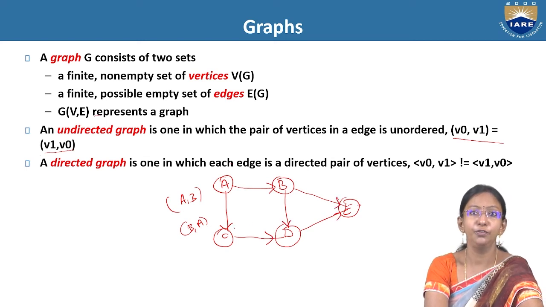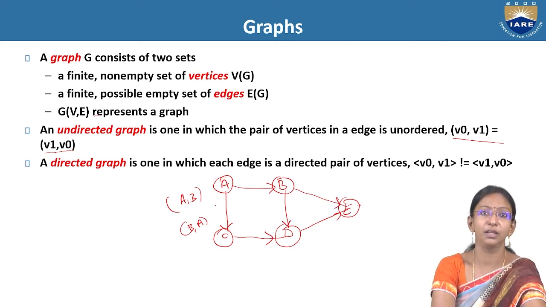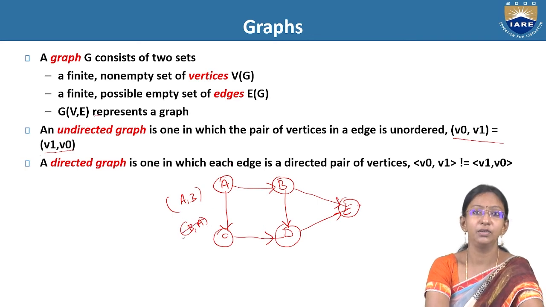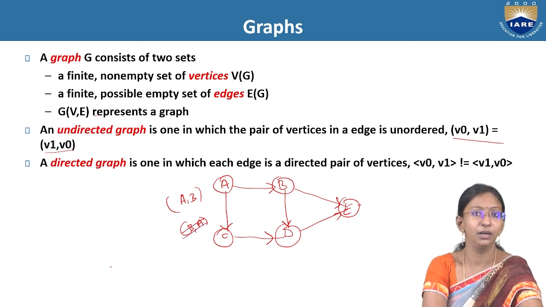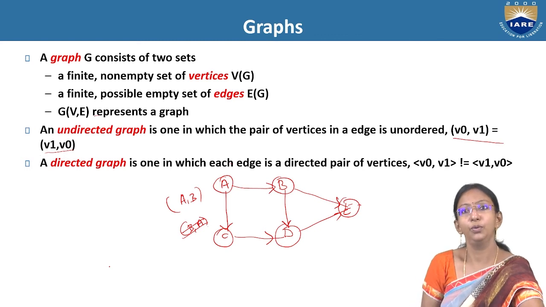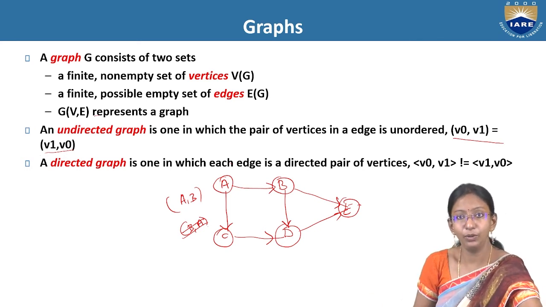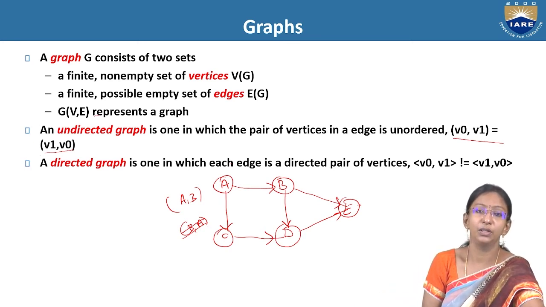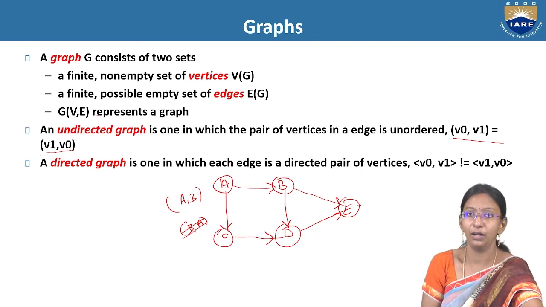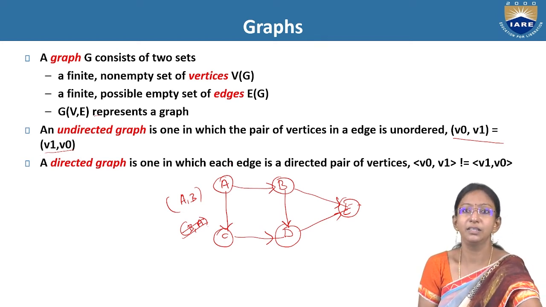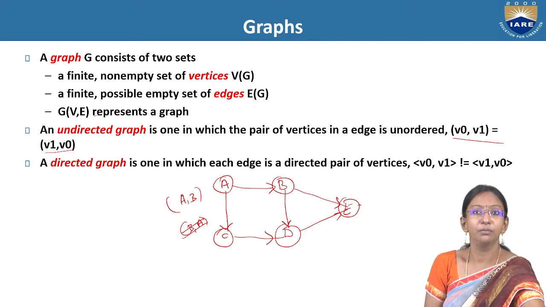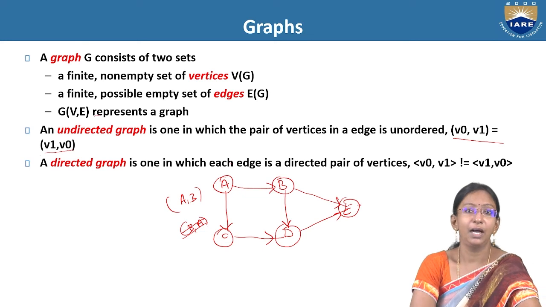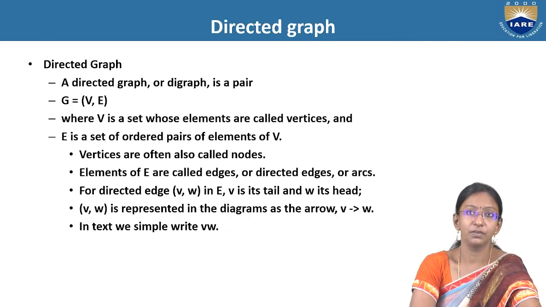Something like this. If you say that AB is an edge, then BA is not an edge, right? Because from A, you can travel towards B. There is an arrow indicating that. But from B, do you have any edge with A? You do not have. So AB is an edge in this graph, BA is not, right? That is the basic difference between undirected and directed graphs.